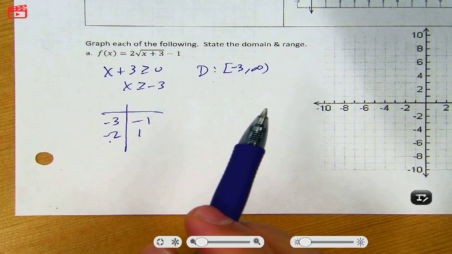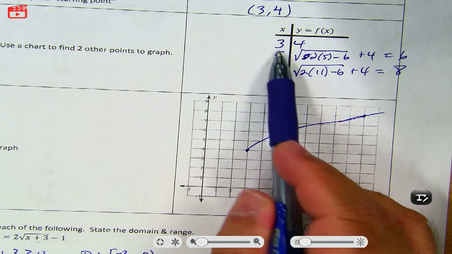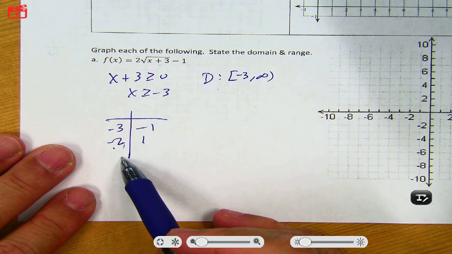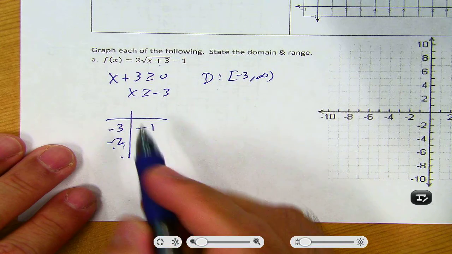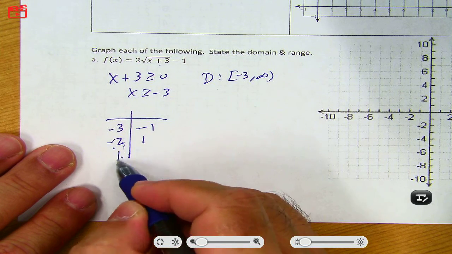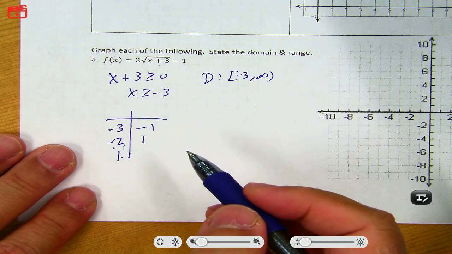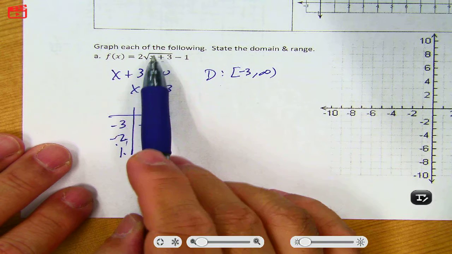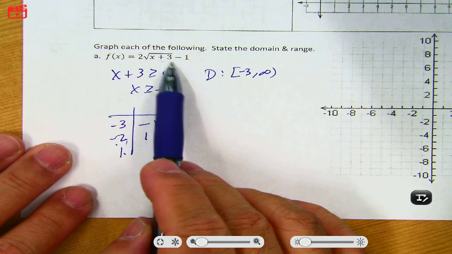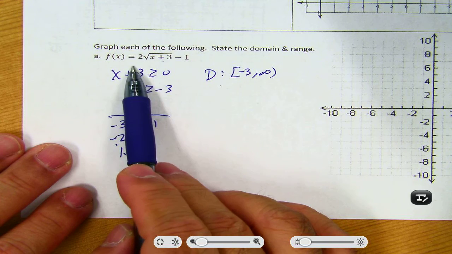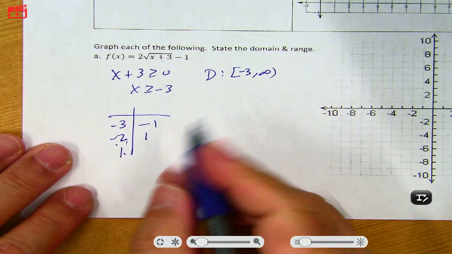Okay, so here's a hint. Remember last time I went 2, and then I went 6. This time I went 1, so I'm going to go 3 more. So what's negative 2 plus 3? 1. Okay? So what happens when you plug in 1? You get 1 plus 3 is 4. Square root of 4 is 2. 2 times 2 minus 1 is 3.